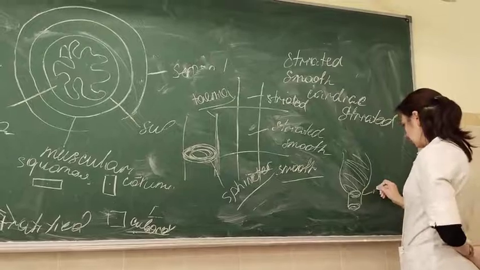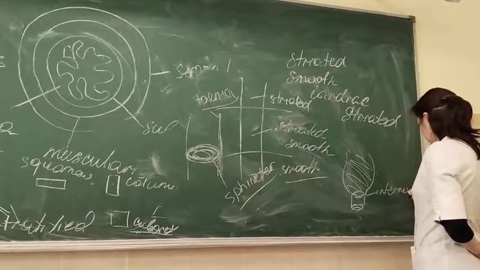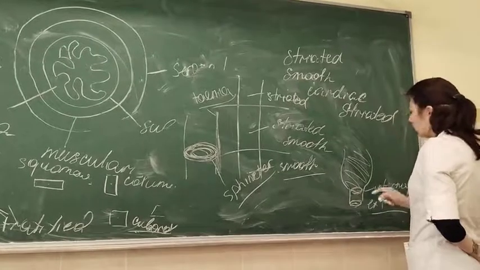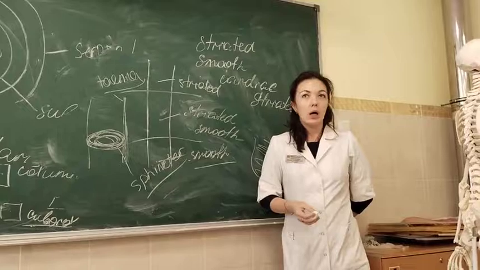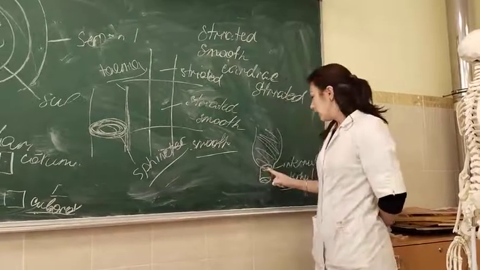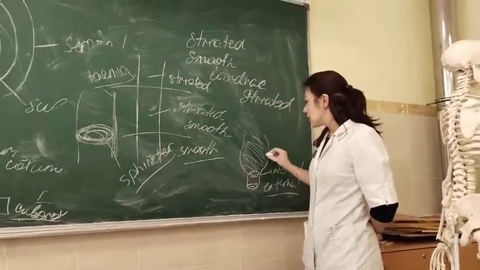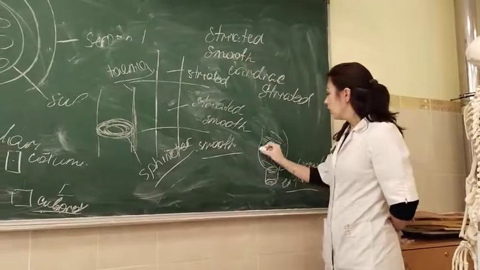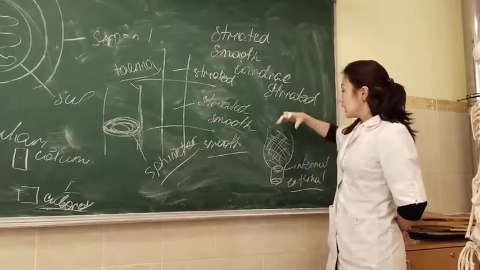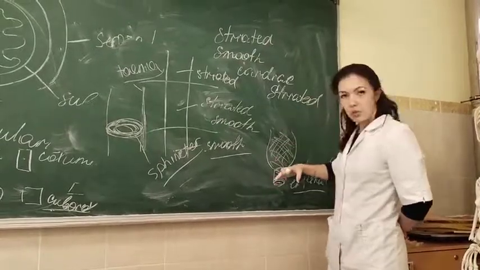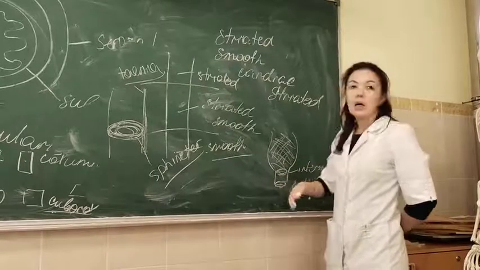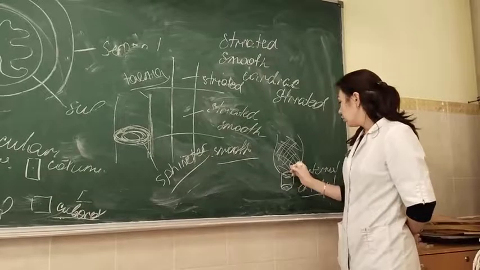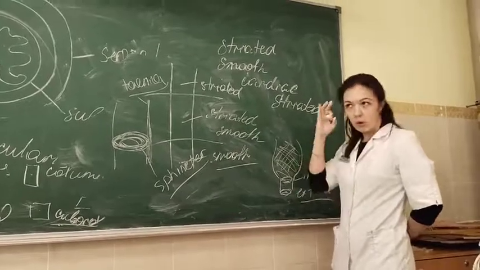They are 2, internal and external. The internal anal sphincter is formed by smooth muscular tissue. It is involuntary. It gets opened when there is a sufficient amount of feces in the ampulla. It starts to press onto the internal anal sphincter, and the baroreceptors which are present here get irritated, and the internal anal sphincter gets opened without our will.